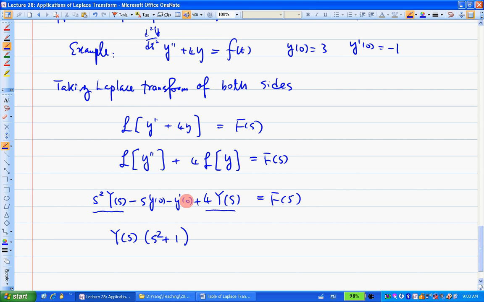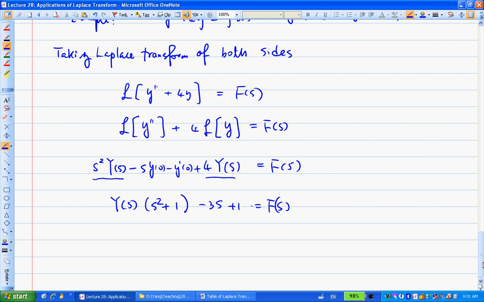And the other two here, right? One is s times 3. The other is 1. So then that's negative 3s plus 1 equals F of s.